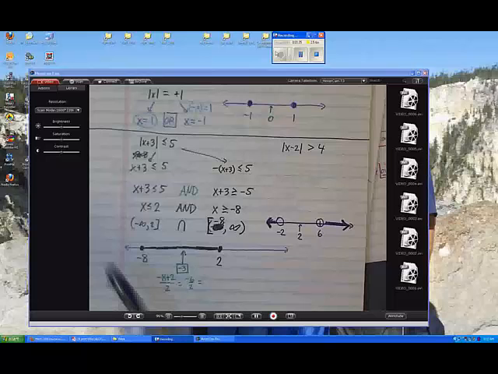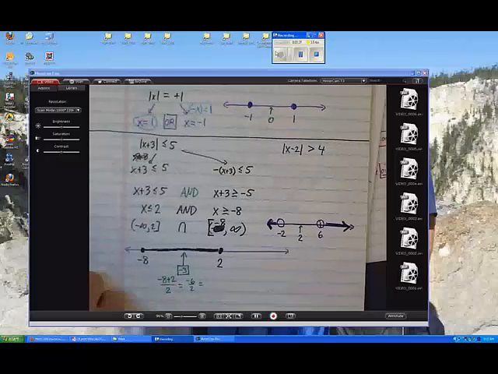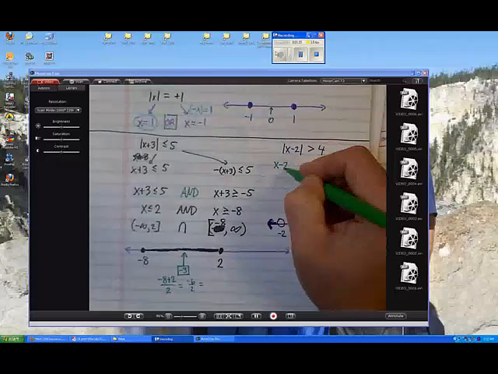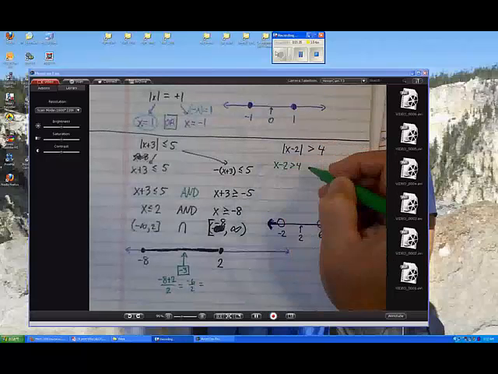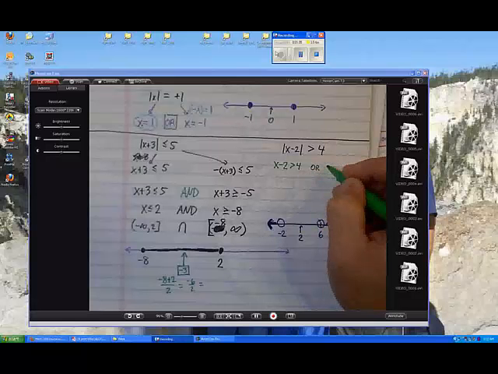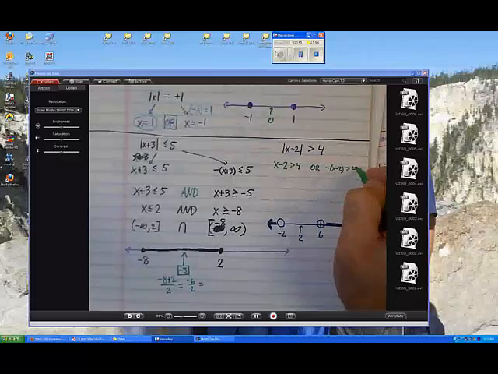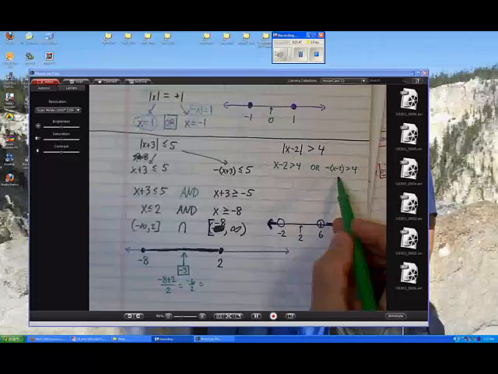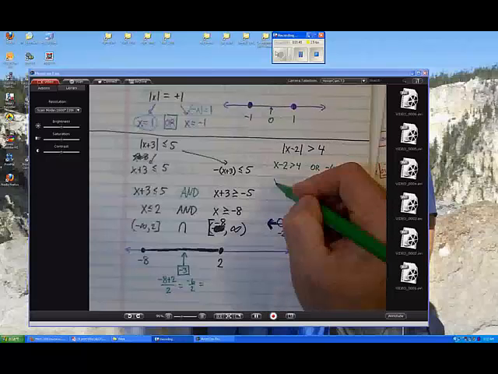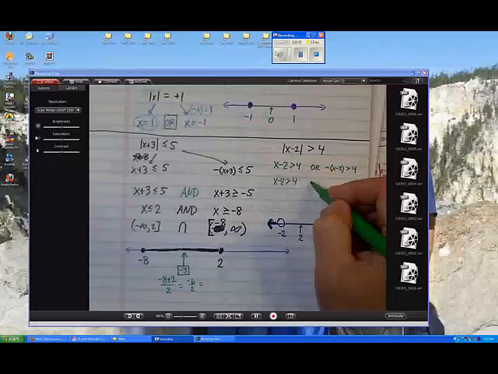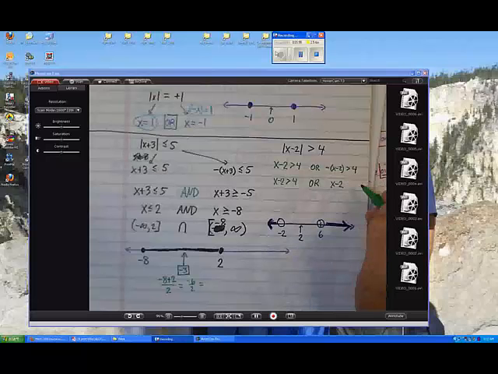And so here's what I'm picturing you guys did. You wrote down something like x minus 2 is greater than 4, or, well, negative x minus 2 is greater than 4. Sometimes I have students skip this step. They'll just write x minus 2 is greater than 4, or x minus 2 is what? Why less than negative 4? Why is it less than?